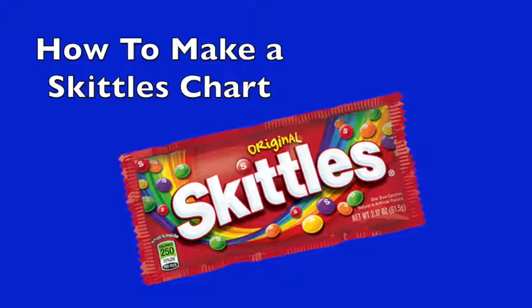Hi, 7th grade. Today we're going to make a table and a pie chart that display the different colors you find in a bag of Skittles. So the first thing you need to do is count each of the 6 colors in your bag of Skittles. Don't eat your candy until your project's done.